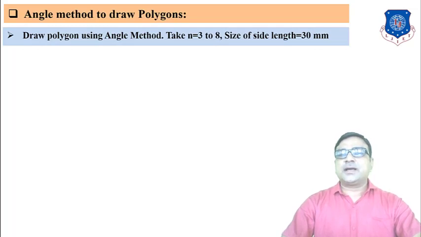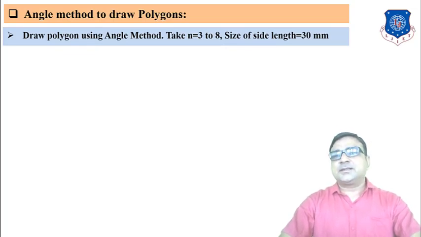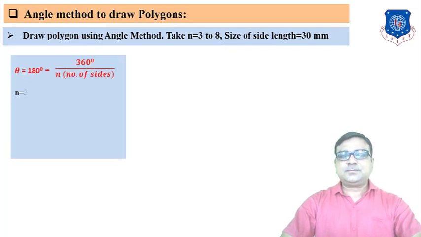Draw polygon using the angle method. Take the number of sides n equal to 3, 4, 5, 6, 8. You have to use a side length of 30 mm. Here is one equation for the angle between two lines of any polygon, theta. The equation is: theta is equal to 180 degrees minus 360 divided by n, where n is the number of sides.